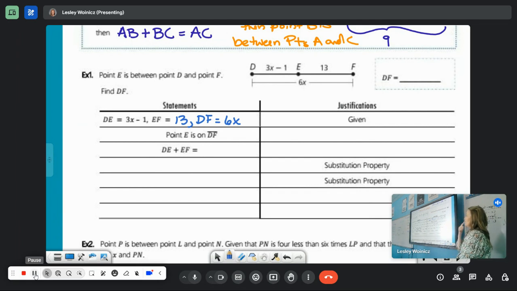How do we know that point E is on DF? Are we guessing or did they tell us? They told us. That was also given. Yes. Okay. So, if we know that a point is on a segment, DE plus EF has to equal what? Yeah, good, DF.